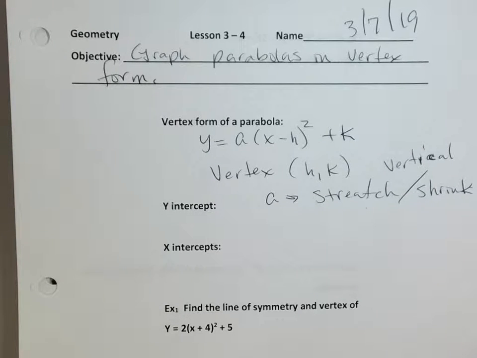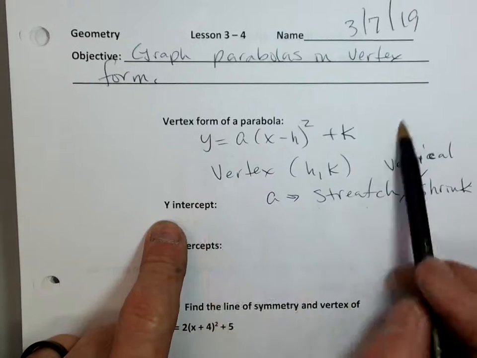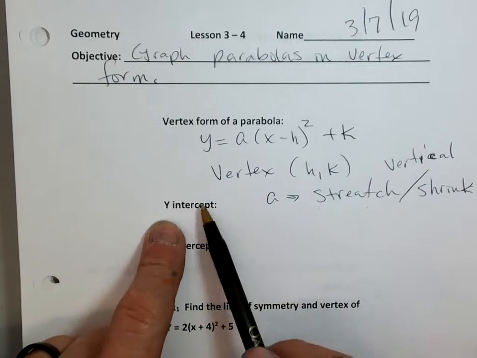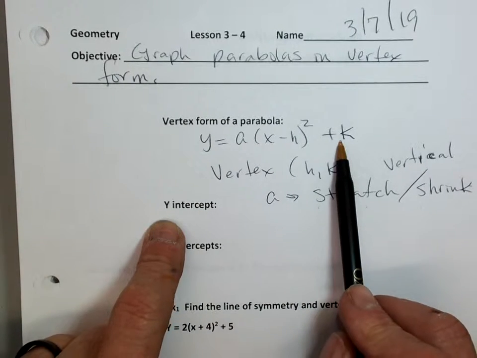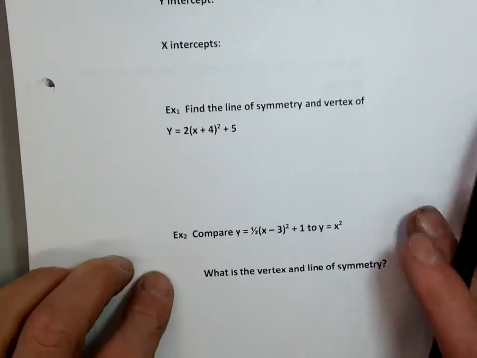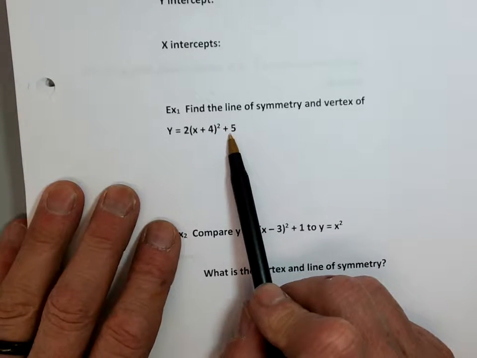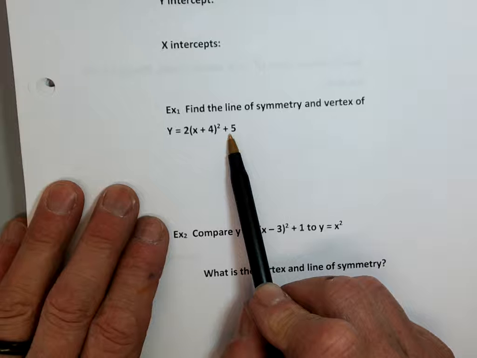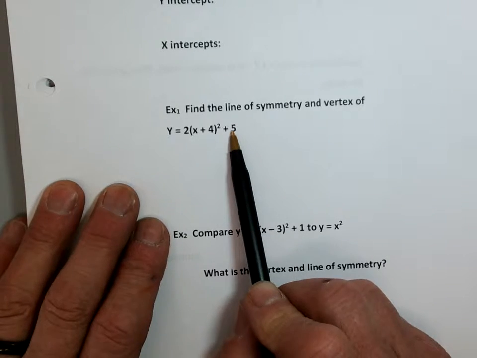Now, one of the things that we don't get from the vertex form is the y-intercept. This number is not the y-intercept, okay? So check this out. This 5, it's not the y-intercept at all. It does not even go through (0, 5), okay? So you've got to be careful. This is not the y-intercept.